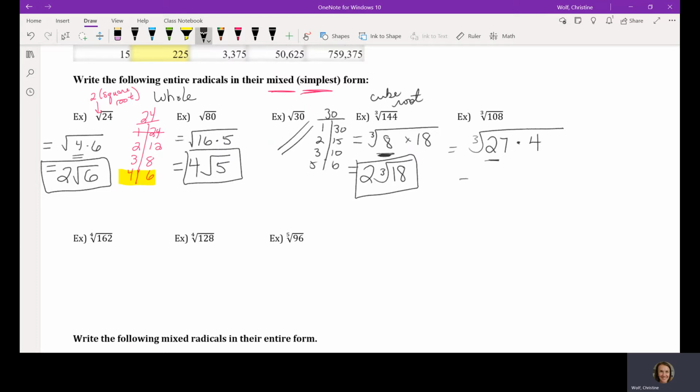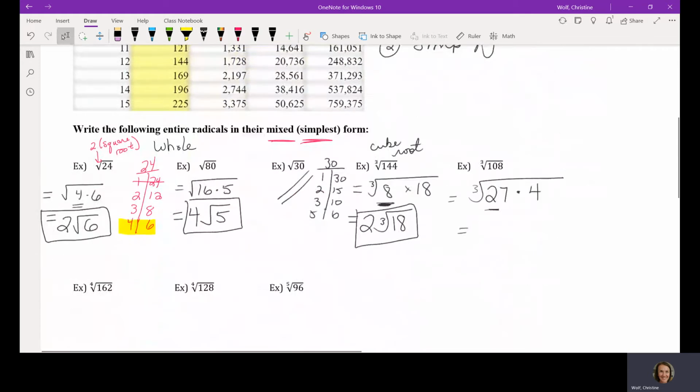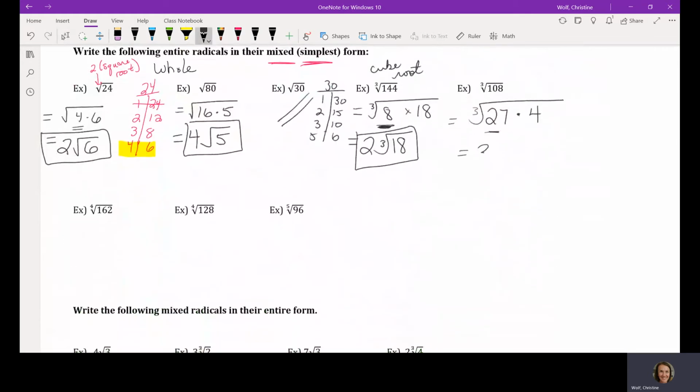So now we just simplify. Well, what is the cube root of 27? We go back here, cube root of 27, go all the way to the left, it's 3, because 3 times 3 times 3 is 27. And then that 4 cannot be simplified anymore. It just keeps hanging out under the radical.